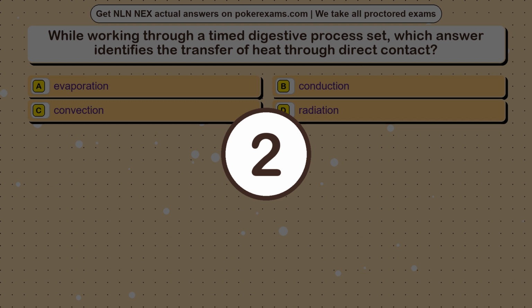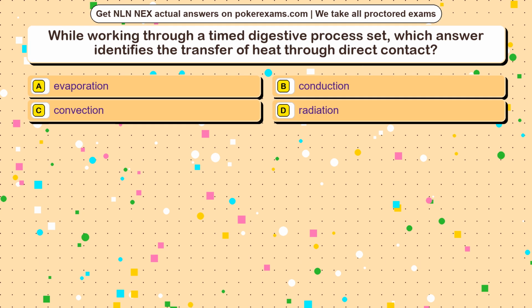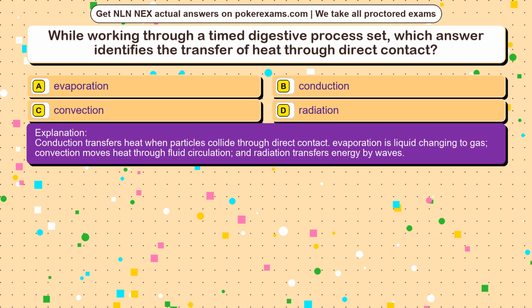The correct answer is option. Conduction transfers heat when particles collide through direct contact. Evaporation is liquid changing to gas. Convection moves heat through fluid circulation, and radiation transfers energy by waves.